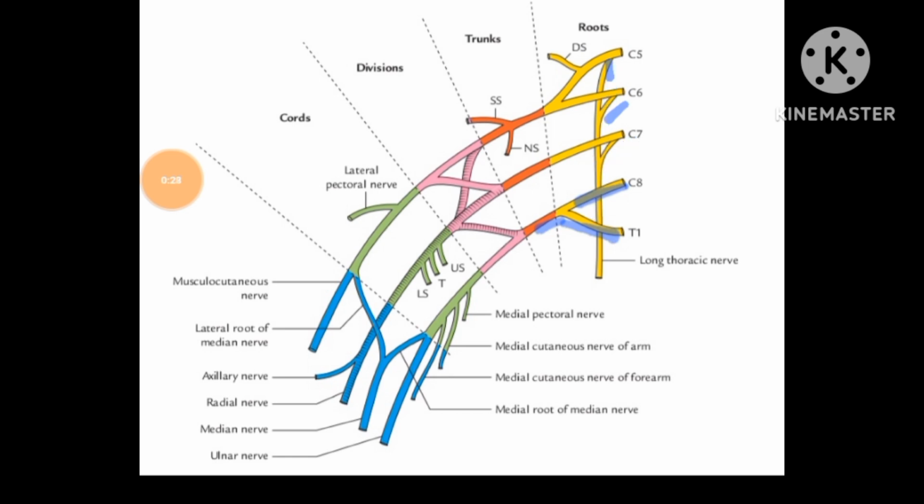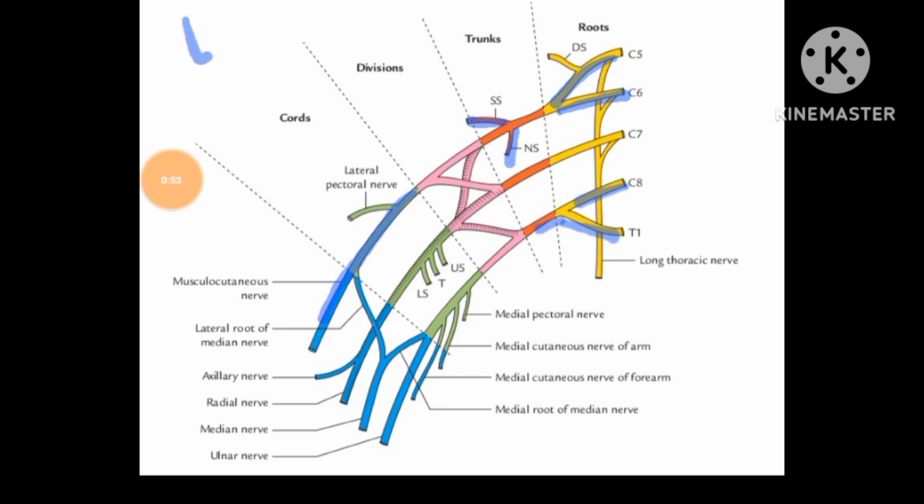Coming to the branches from the trunk. From the trunk there is the suprascapular nerve and the nerve to subclavius. Both are coming from the upper trunk. Since the upper trunk is formed by the joining of C5 and C6, both have a root value of C5 and C6.